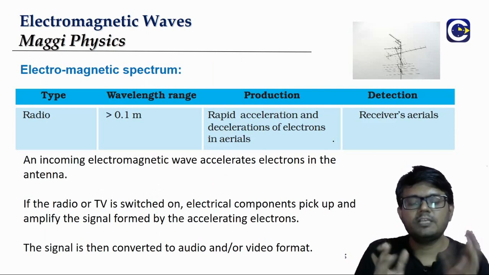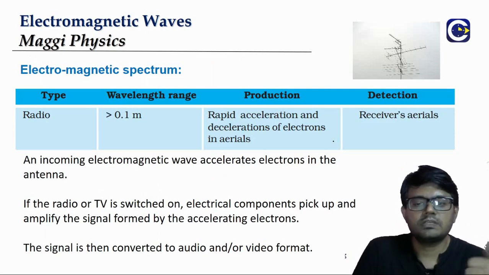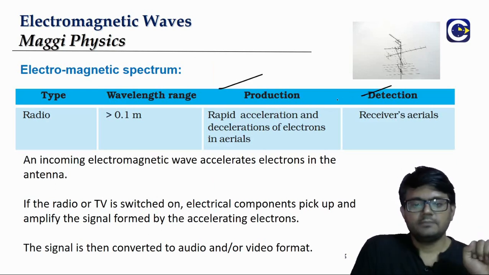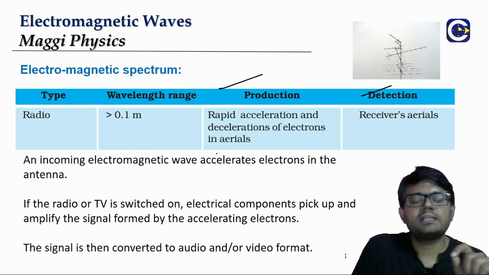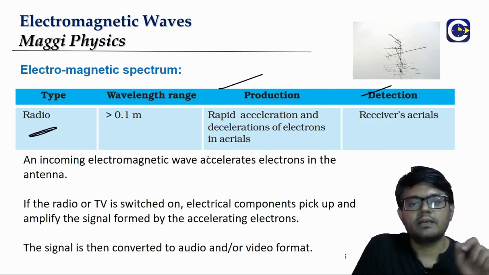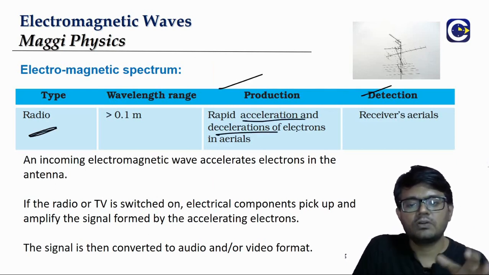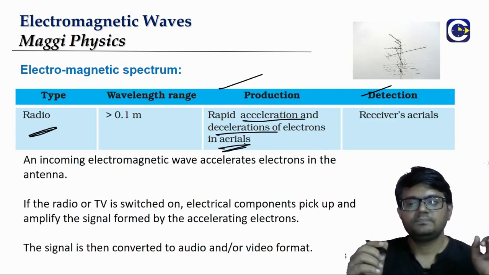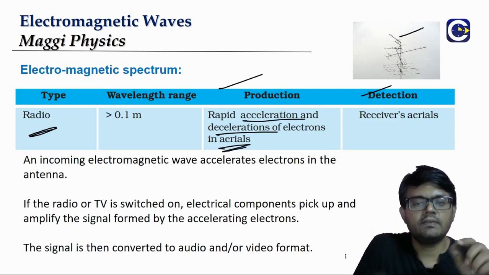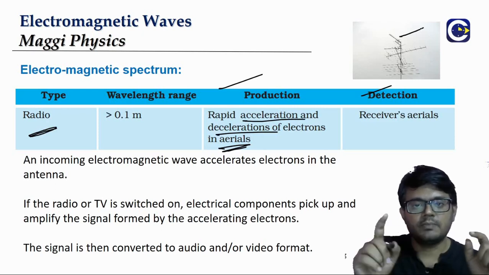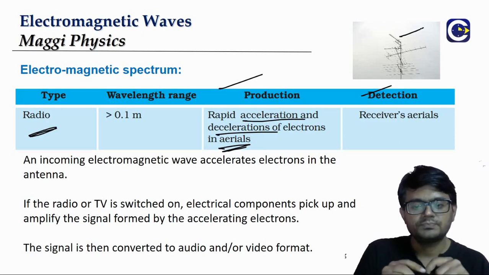After this, if you look at questions based on this spectrum, we can have questions about production, detection, and applications. So let's first start with radio waves. Radio waves are produced by the acceleration and deceleration of electrons in an antenna, or aerial. When the electrons in that antenna or aerial are accelerated, as observed in the Hertz experiment, we'll get electromagnetic waves.